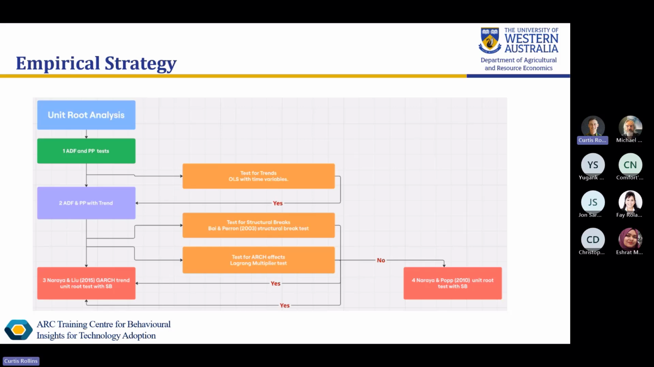If I find those, then I go for the Narayan and Liu 2015 GARCH-based unit root test with structural breaks. If there is no ARCH effect, I go to the Narayan and Popp unit root test with structural breaks but no GARCH. If these are not present, this is enough for this unit root analysis or testing for random walk properties in the price series.